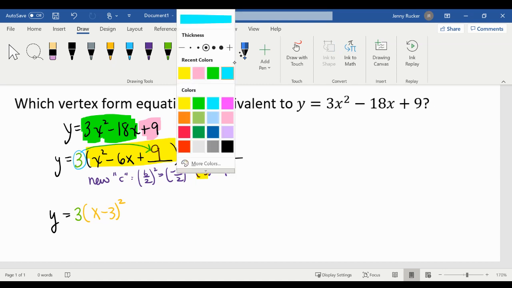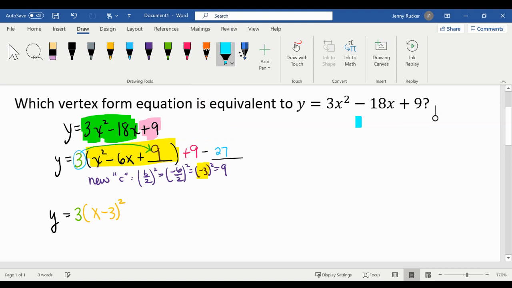Then for our final step, we are going to take these last two terms, these constants, and we're going to combine them. So 9 minus 27 would be minus 18. So we have now built our equation in vertex form, y equals 3 times x minus 3 squared minus 18. So what this means is we can make 3 sets of squares with side length x minus 3, but then we will be 18 unit blocks short of completing those 3 sets. So we'll be 6 blocks short on each set.